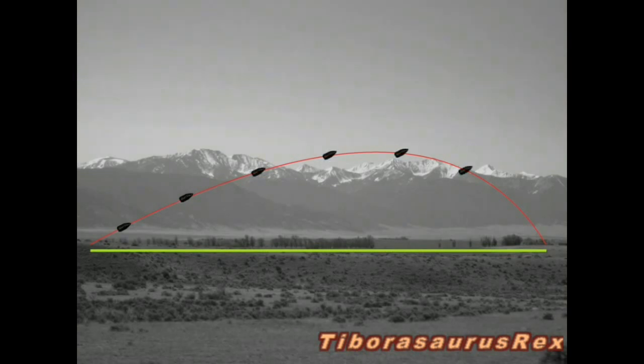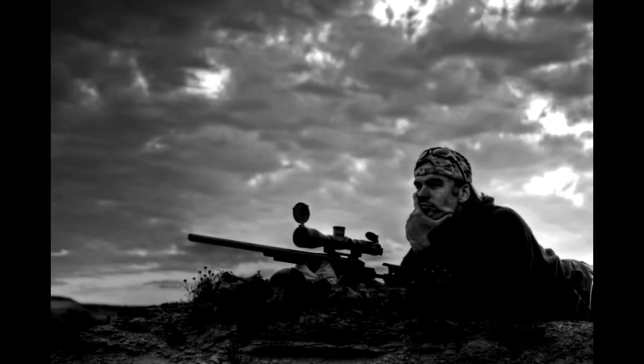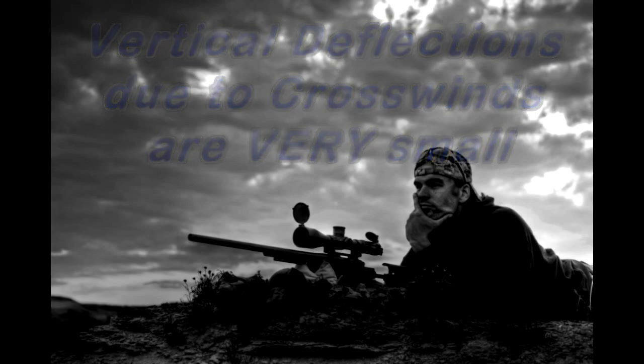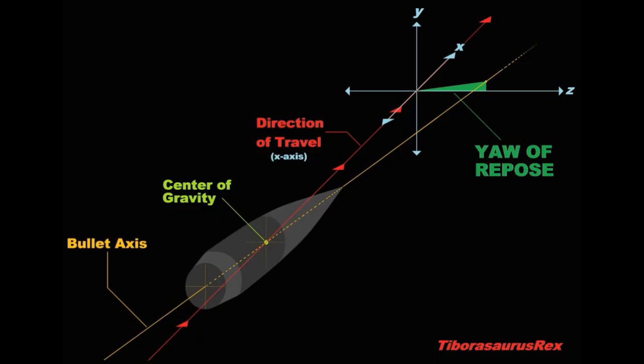Now, this vertical deflection that we're talking about here tends to be very, very small in comparison with the horizontal values we're going to discuss in a second. Another thing we're going to discuss is how yaw is caused by the Magnus effect. We're going to discuss how that works, and that's actually what causes most of our spin drift. In right-hand twist barrels, bullets are going to drift to the right. In left-hand twist barrels, bullets are going to drift to the left. Pretty simple to remember there.